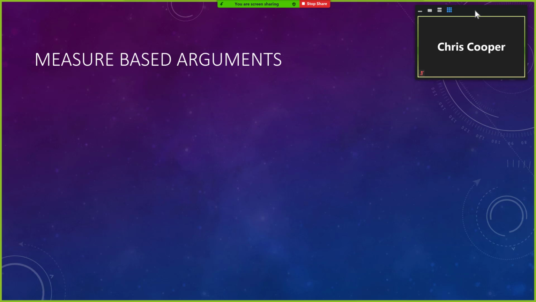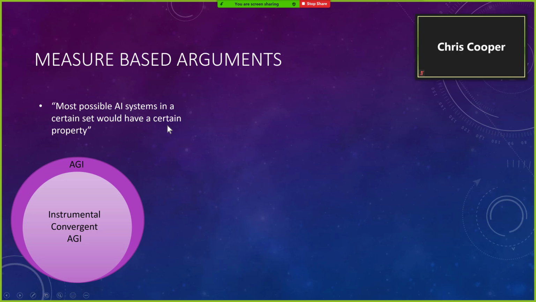So in order to really dig into the arguments for process orthogonality, Ben Garfinkel later introduces the concept of measure-based arguments, and I will push that a bit forward to also use those in the context of process orthogonality. A measure-based argument is that most possible AI systems in a certain set would have a certain property. So this is like a template for an argument, and the set and the property are something you fill in. A good example would be instrumental convergence, where the claim of the instrumental convergence thesis is that most possible AGIs are instrumentally convergent. So that would be an example of a claim.